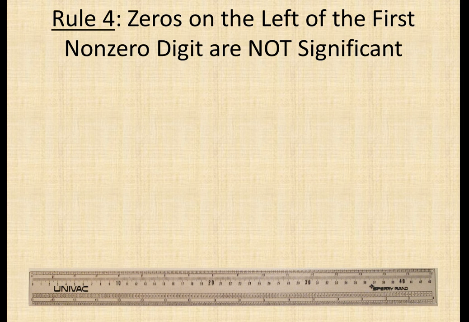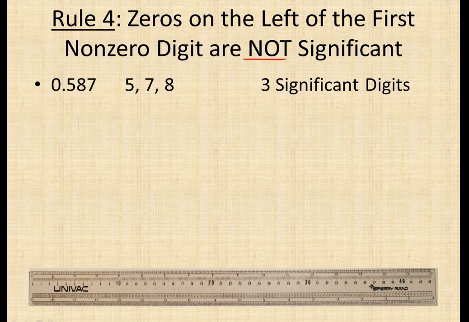Rule number 4: zeros on the left of the first non-zero digit are not significant. Okay, keep that in mind, not significant. And so when we look at this example here, we see that 5, 8, and 7 are all significant digits because they're non-zeros. And then it says if you have a 0 to the left of your first one, this 5 is the first non-zero digit, this is not significant. And so we have 3 significant digits of 5, 7, and 8.